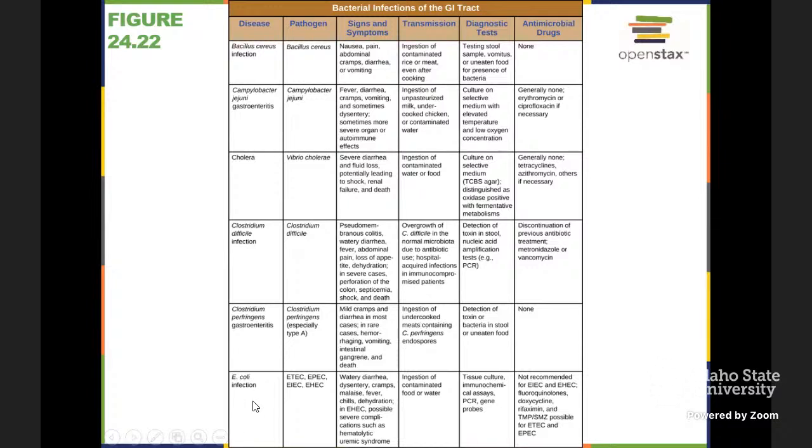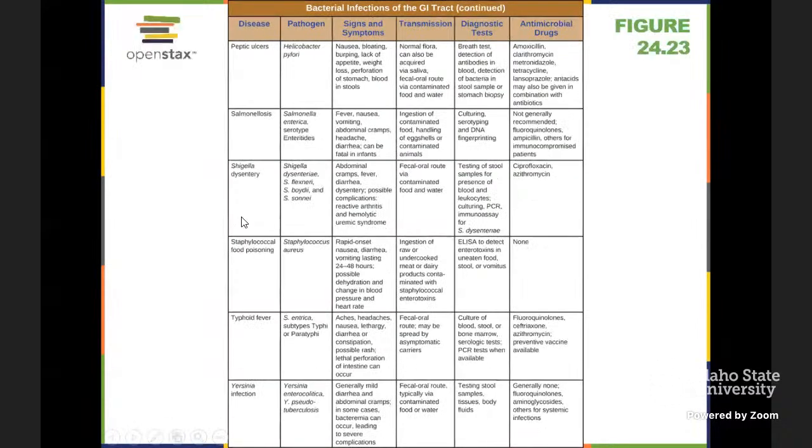E. coli, a boatload of different strains of E. coli that set the stage for issues. I didn't open up OpenStax to show the table, but there is a table that goes through and describes each of these in a little more detail, and I recommend that you look at that because there'll be some test stuff about some of this variation. Put a star by it. All right. Helicobacter for the ulcers, salmonella.